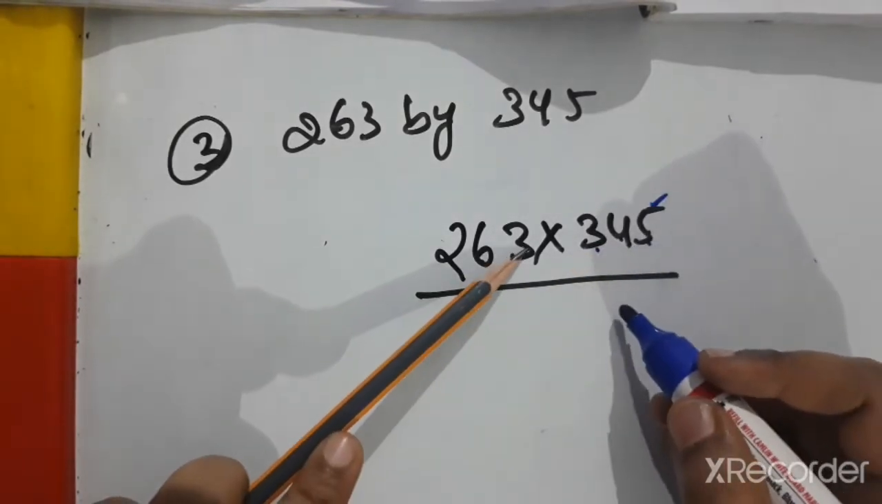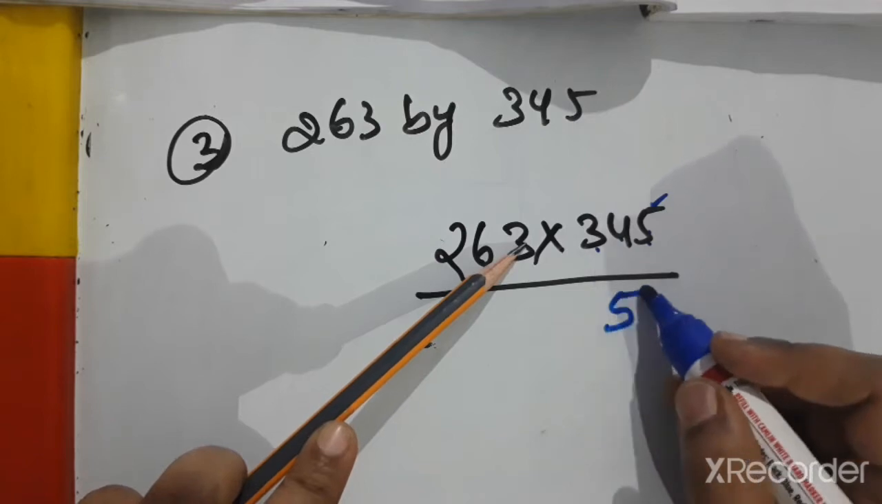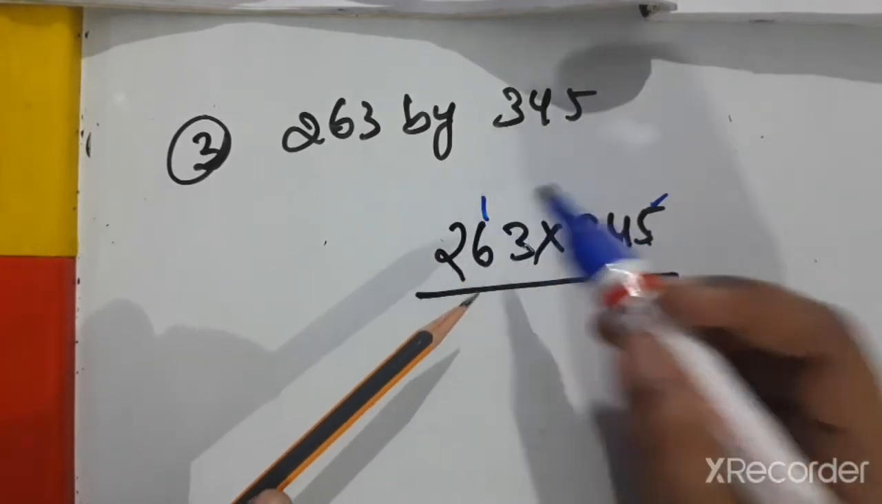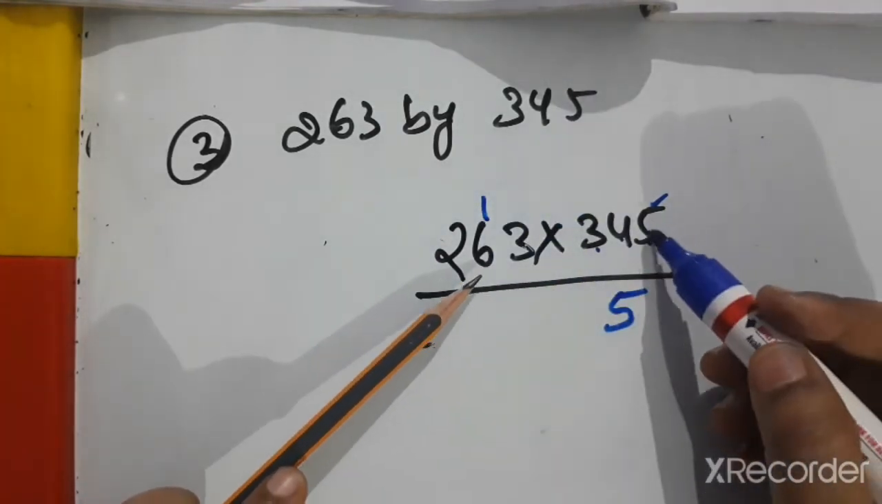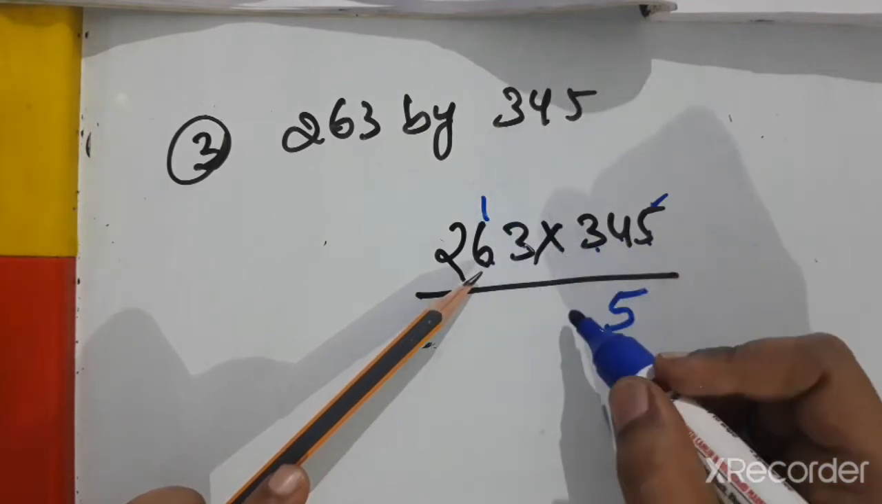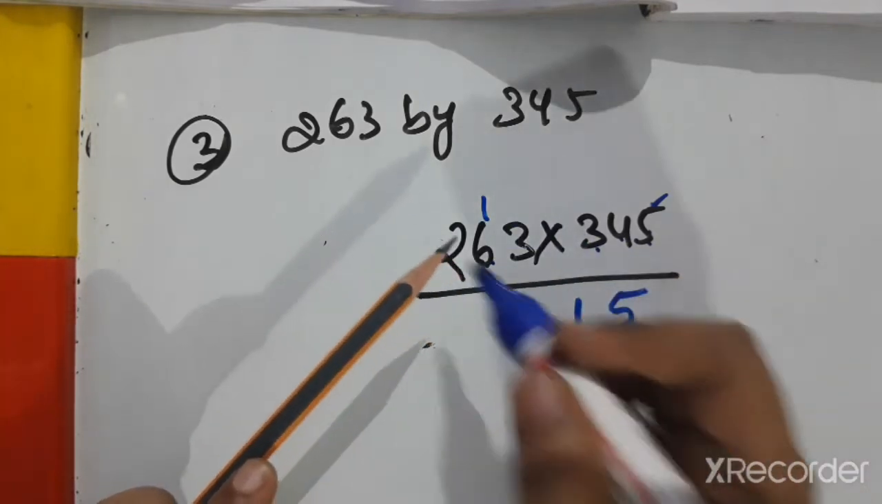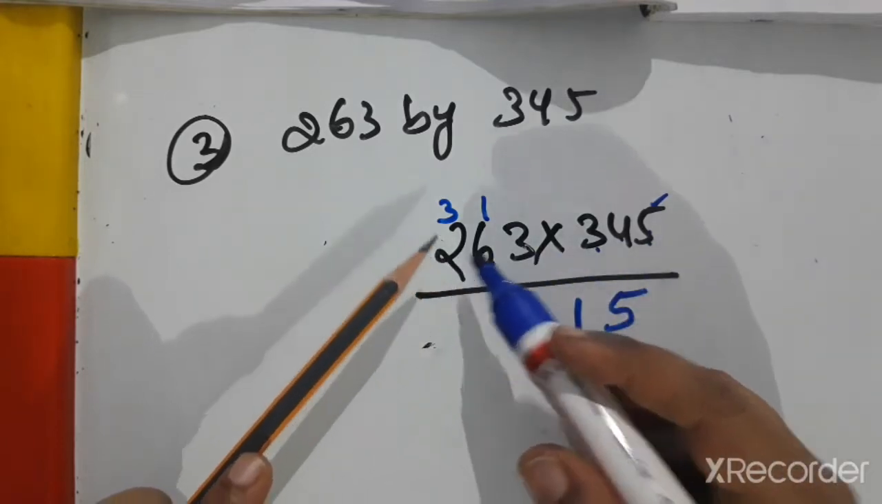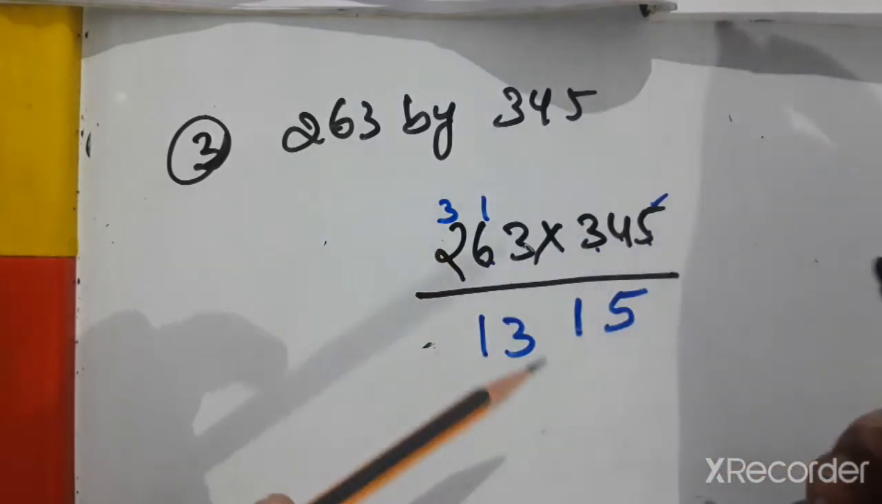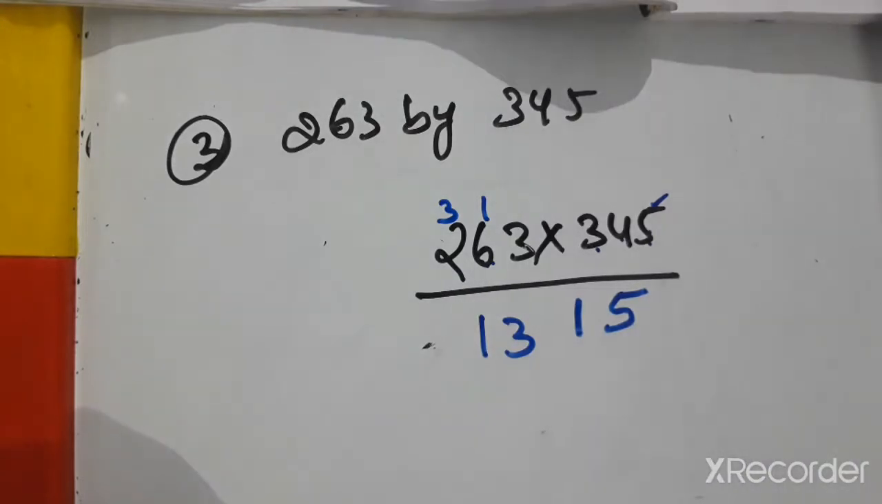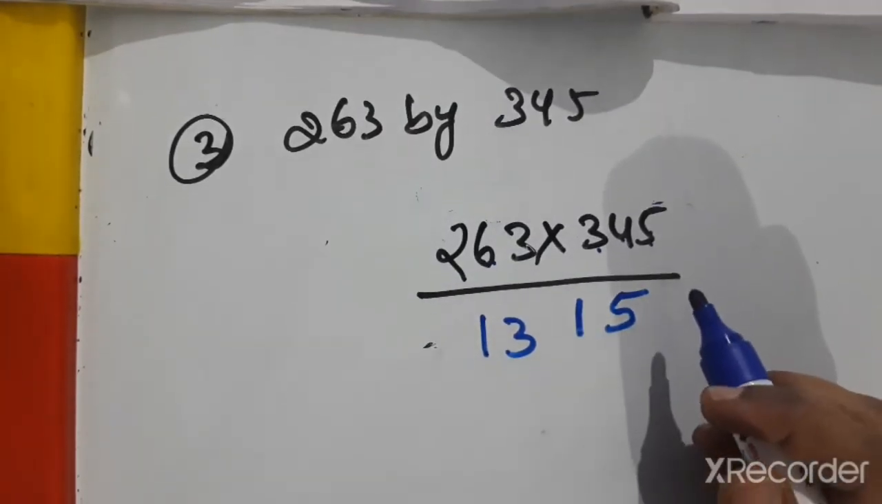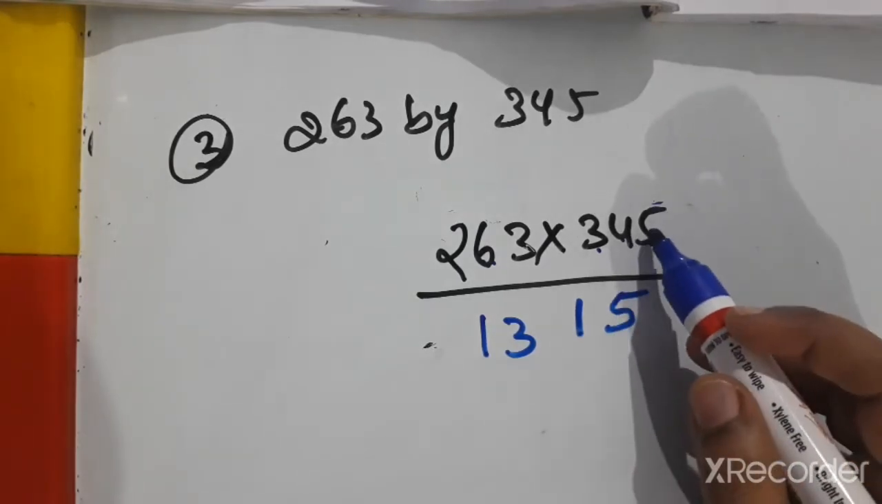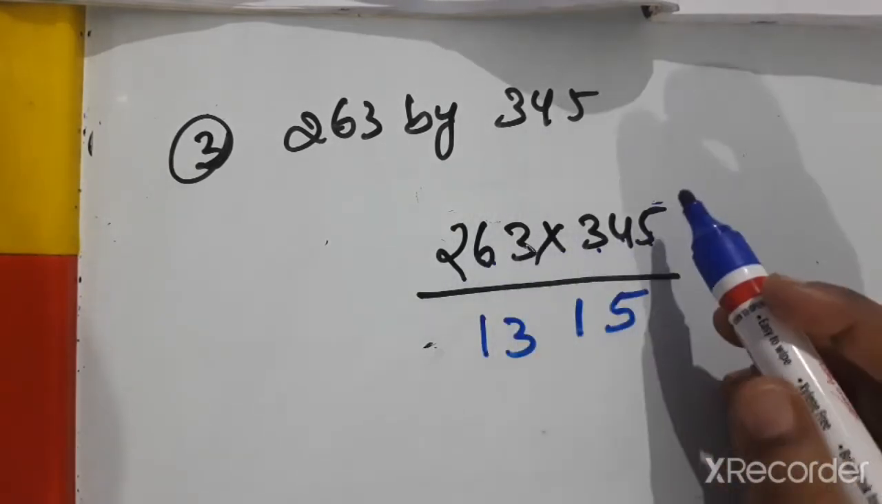5 3s are 15. 15 means the last number 5 we have to write, and 1 carry out to next place. 5 6s are 30. 30 plus 1 is 31. So 31 means 1 we have to write, and 3 carry out to next place. 5 2s are 10. 10 plus 3 is 13. Okay, first line multiplication is over. Now second line multiplication.